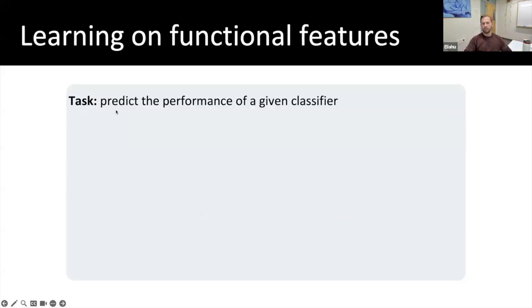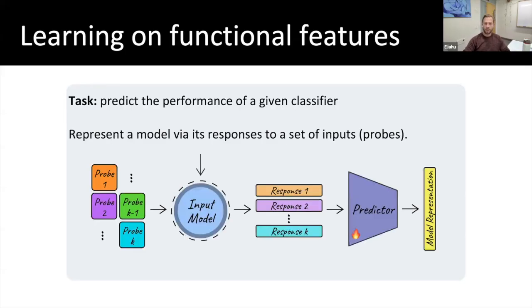So what we do in this paper is our task is to predict the performance of a given classifier, again, with no access to in-distribution data. So we assume we have a set of input models. We assume that all of them were trained on some similar distribution of data, but we don't know their performance. And then we do a supervised learning task. The idea here is that we represent a model. Our representation of the model, the semantic representation, is the response of the model to a set of inputs. These inputs, we call them probes.